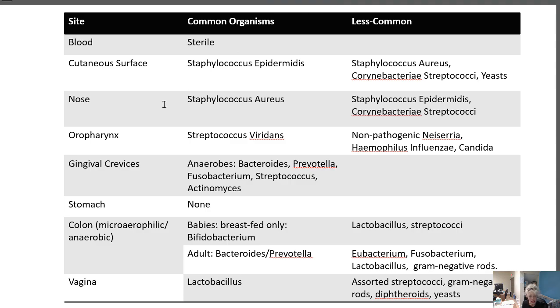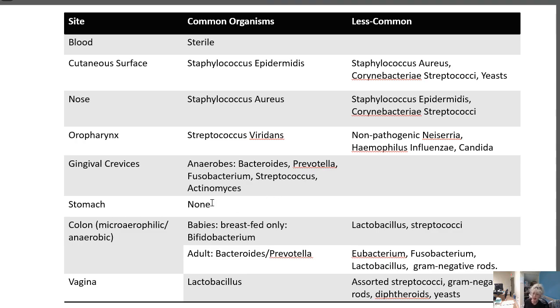Do some research. In the nose, we have colonization with Staph aureus, Staph epidermidis, Corynebacteriae, and Streptococci. In our mouth, or the oropharynx, we have Streptococcus and Strep viridans, the non-pathogenic Neisseria, Haemophilus influenzae, and Candida. In the gingival crevices, we have anaerobes such as Bacteroides, Prevotella, Fusobacterium, Streptococcus, and Actinomyces.